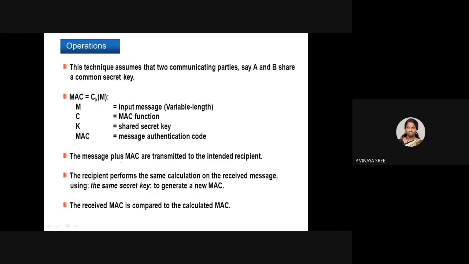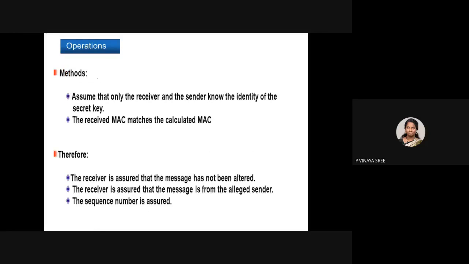The recipient performs the same calculation on the received message using the same secret key to generate a new MAC. The received MAC is compared to the calculated MAC. These methods assume that only the receiver and the sender know the secret key. If the received MAC matches the calculated MAC, therefore, the receiver is assured that the message has not been altered, and the receiver knows that the message is from the true sender, and there is a sequence.